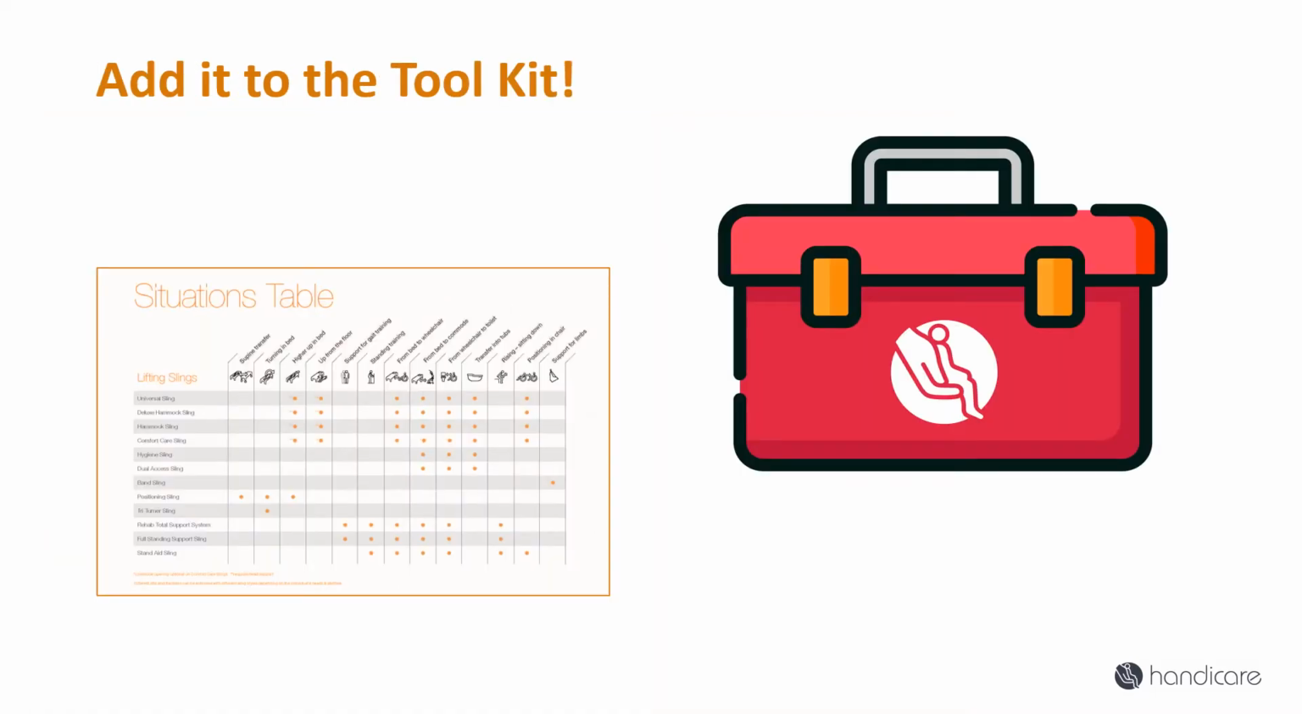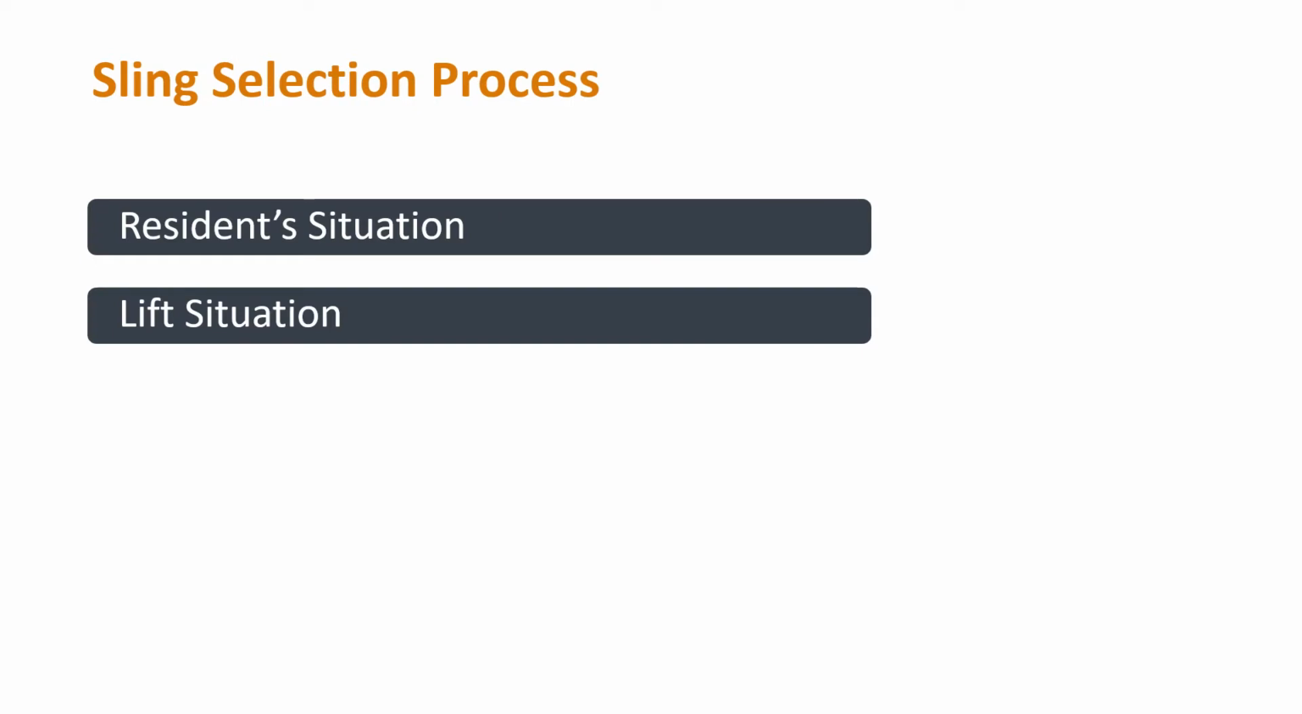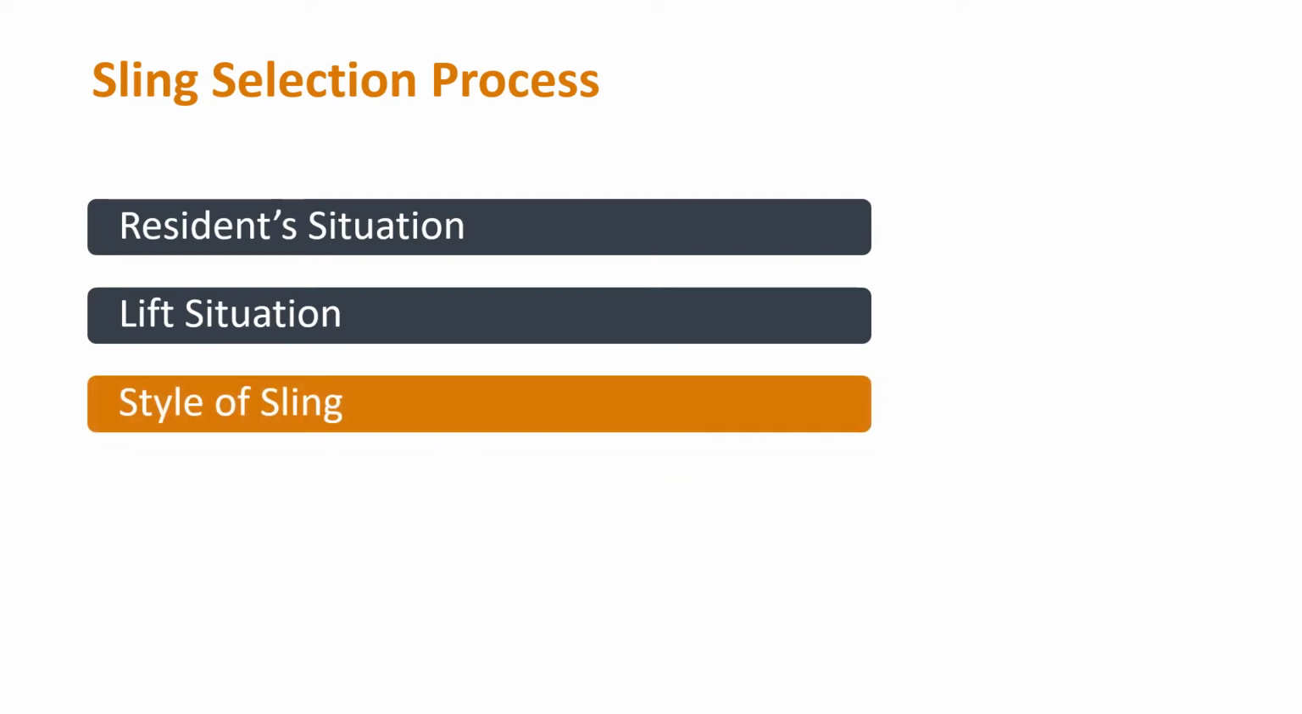This handy lift grid resource can easily be added to your facility training toolkit to help caregivers quickly learn about and visualize the different sling style options that are available for the various resident lift and transfer situations. Step 3 in the sling selection process is to select a sling style that meets the resident's needs and abilities for a particular lift situation.